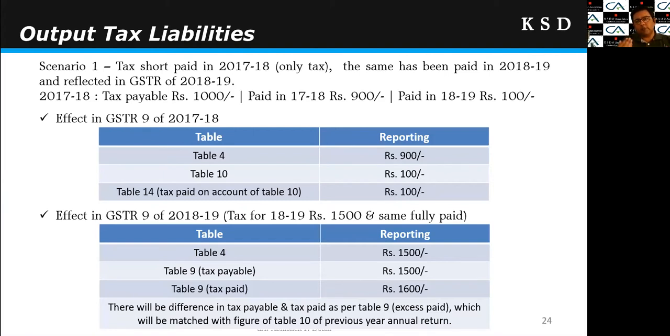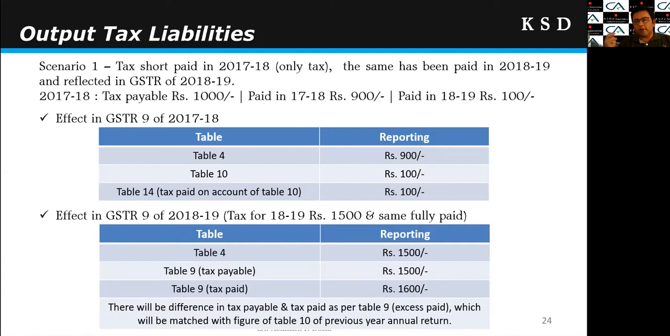In that case, we will see scenario 1. Scenario 1 is such that tax was short paid in 17-18, only the tax amount has been short paid. The same has been paid in 18-19 and reflected in the GSTR 3B of 18-19. So there is no mismatch of turnover. Say for example, turnover has been properly reflected in 3B, but the tax amount has been reflected less, and accordingly tax has been paid short, right?